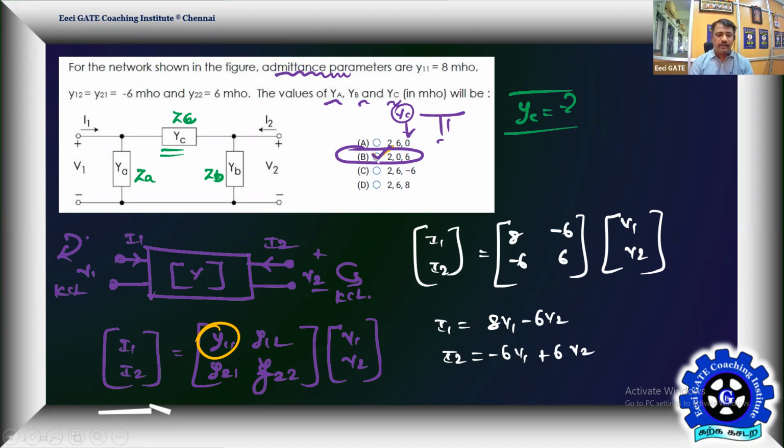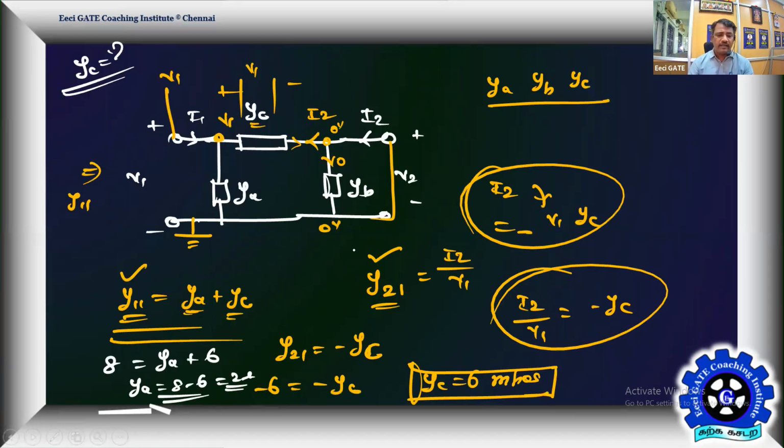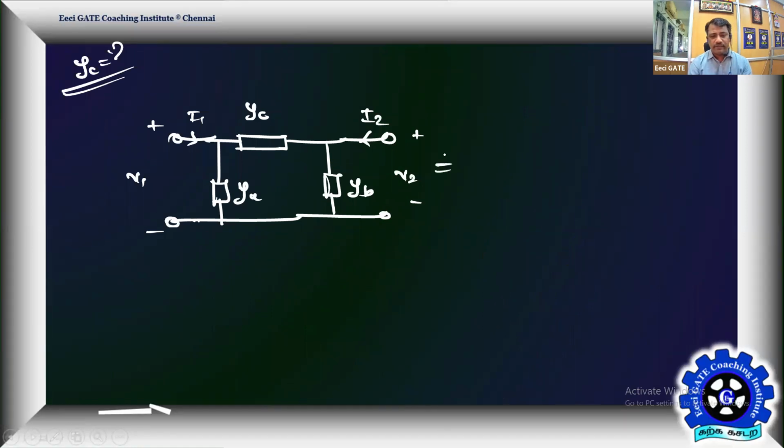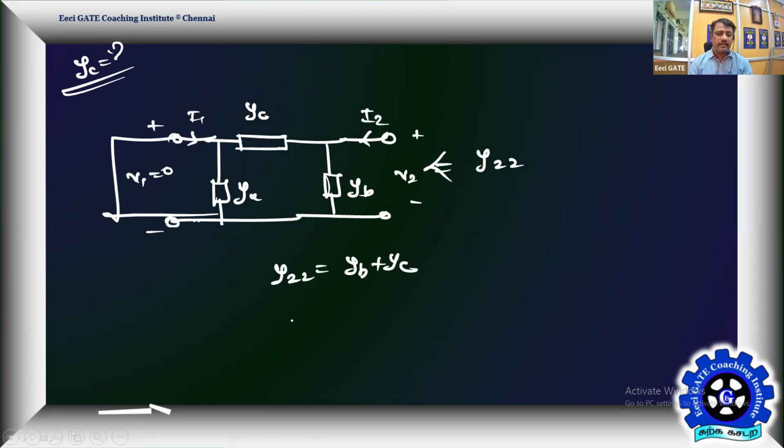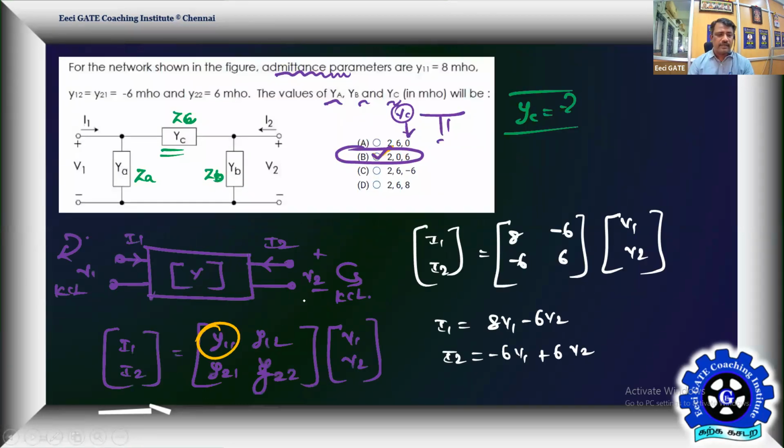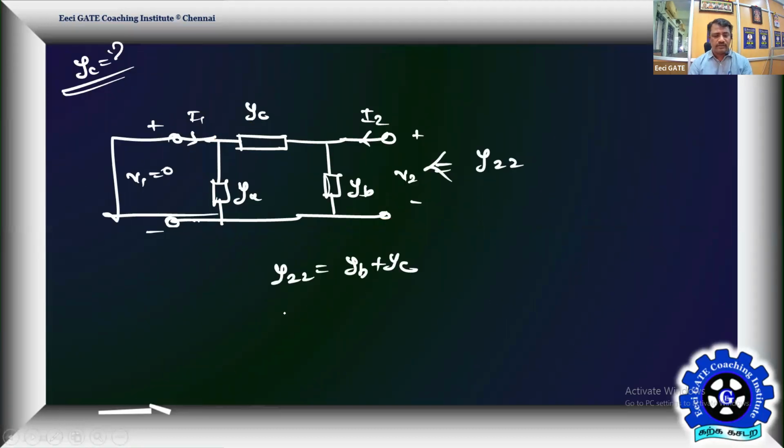Yes, if you want to comment on YB, suppose if you want to know YB, you're looking for Y22, so look for Y22 and make V1 0. In this case, Y22 will become YB plus YC. You can find another parameter also if you wish. So what is Y22 as per the matrix? Y22 is 6 mho, 6. Then it is equal to YB plus YC, also 6, then YB is equal to 0. Done.